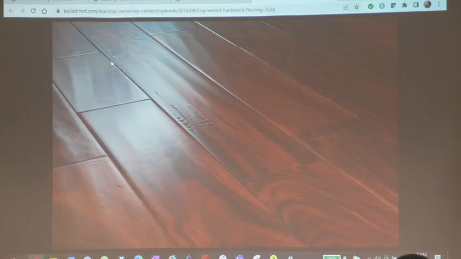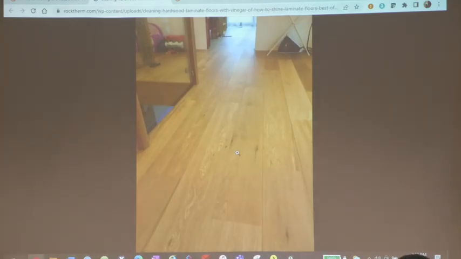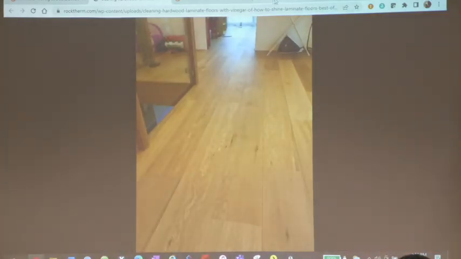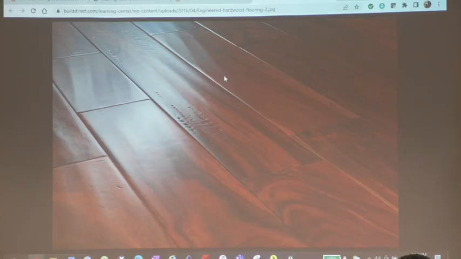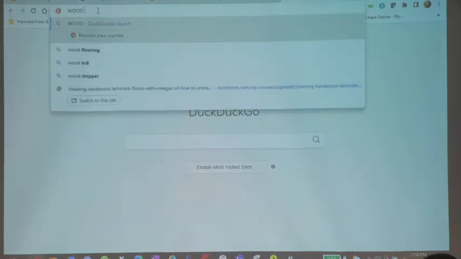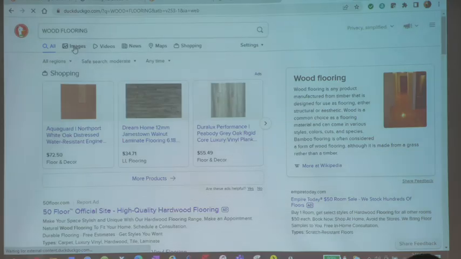Remember what I told you about the corners? Now this right here is engineered flooring. But you see how the joints are pronounced, as opposed to this one, where the joints are not as pronounced, right? But this is pronounced. However, it's hard to describe the difference between engineered and wood flooring. But there's going to be a small identifier which I'm going to show you.